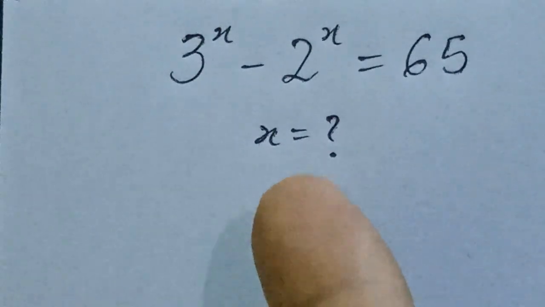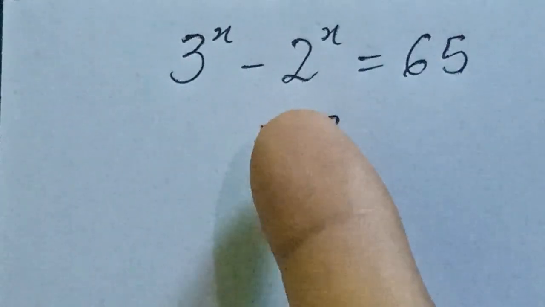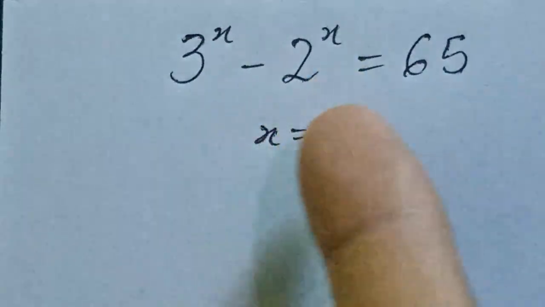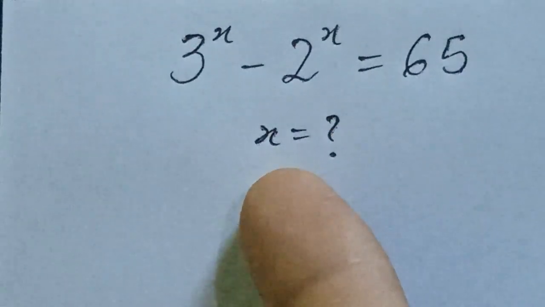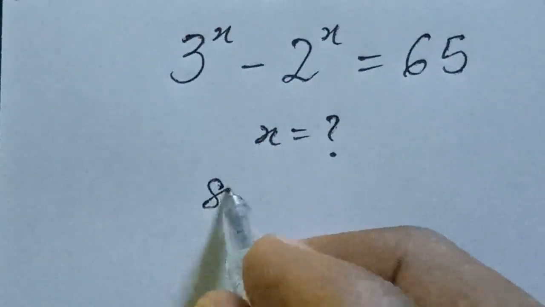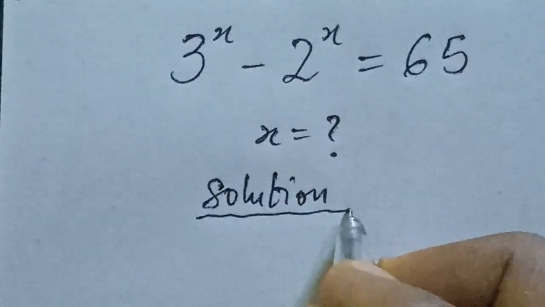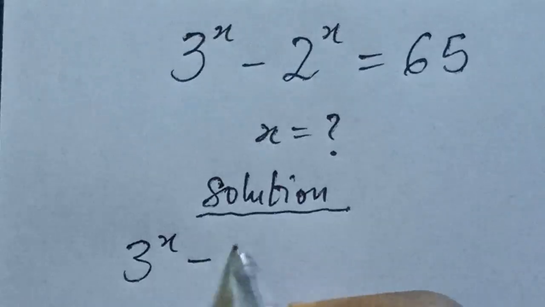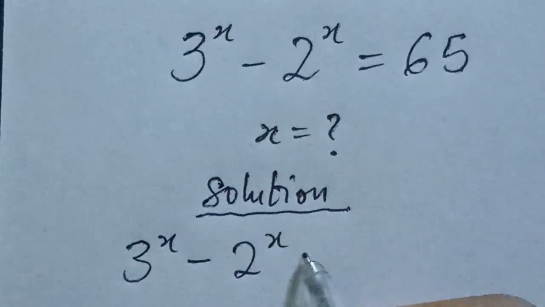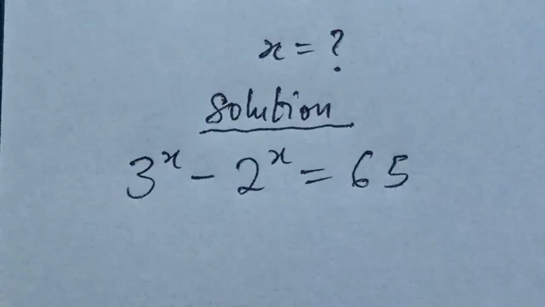Here we have this question: 3 raised to power x minus 2 raised to power x equals 65. What is the value of x? Solution. So, we have 3 raised to power x minus 2 raised to power x equals 65.